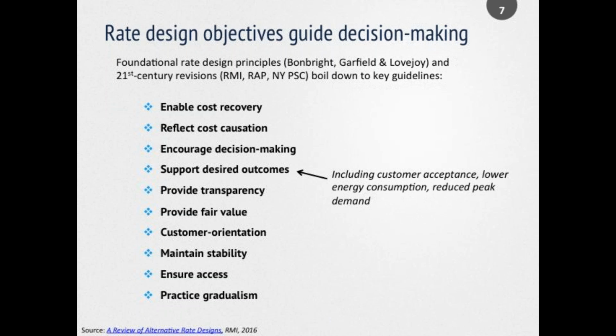In particular, I want to highlight desired outcomes. This could include a variety of things. A few that we'll highlight here and that we've looked at in detail in our report are customer acceptance, so enrollment and retention, for instance, total energy consumption, and reducing total peak demand on the system, leading toward lower cost overall.